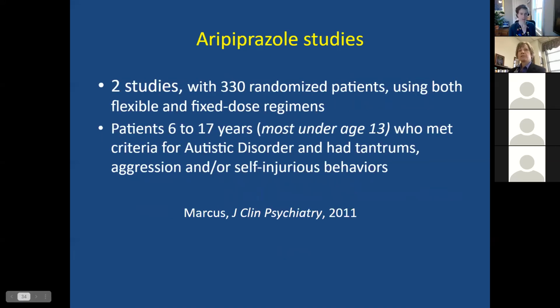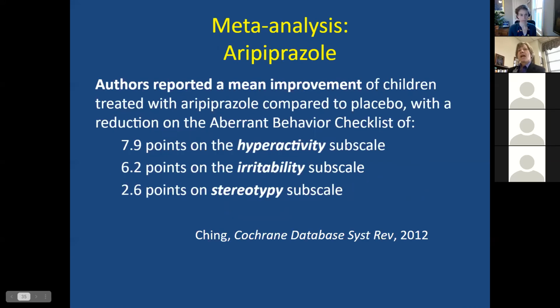And more patients, by the way. And now the kids are 6 to 17 years old. Next slide. And we're looking at mean improvement on the Aberrant Behavior Checklist, the ABC they call it. There are different subscales, but again, it's an example of an instrument that's used to assess the benefit of these medications in the clinical trials. Next slide.